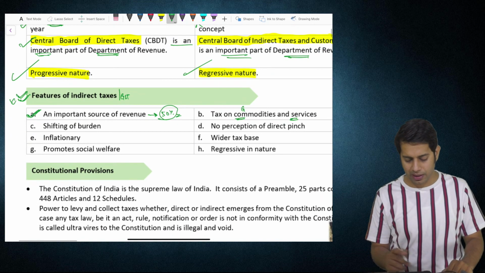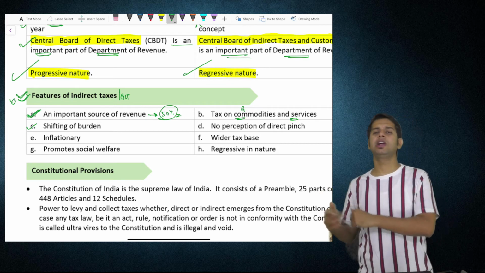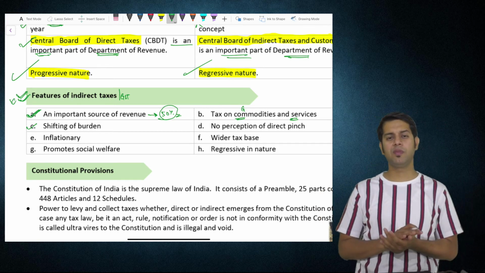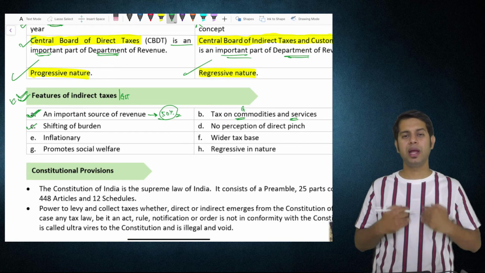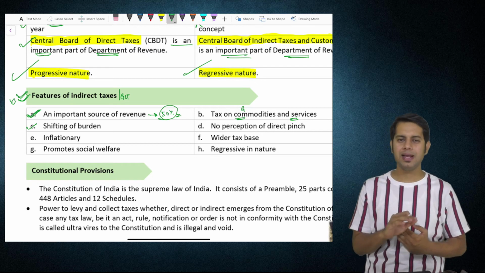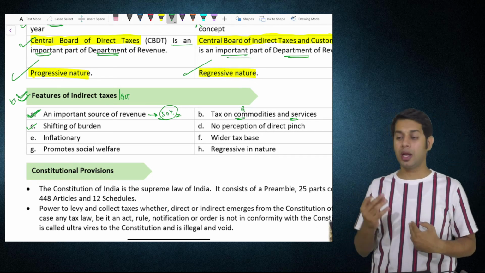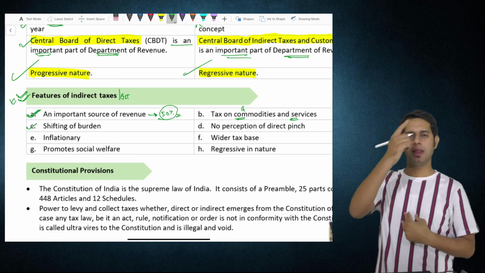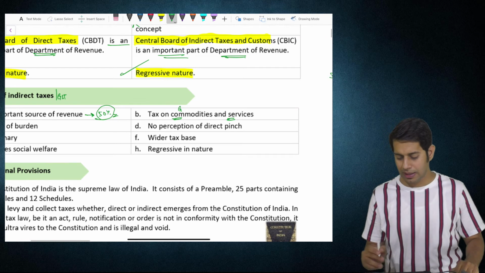Now, in case of indirect tax, there is a shifting of burden. Meaning, whatever tax a person has to pay to the government, he is not paying from his own pocket. He is collecting it from someone and then making the payment to the government.